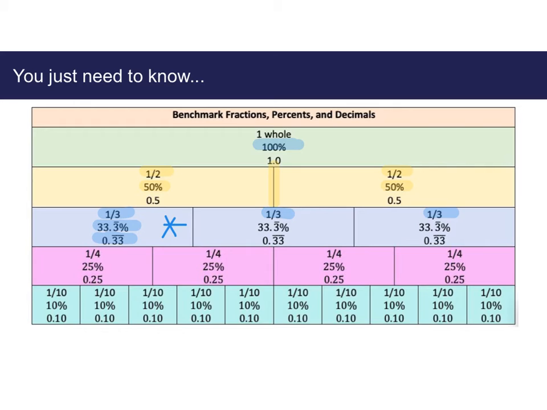All right, our next benchmark fraction or percent is fourths. This one's really easy to remember because we think of it as money, right? If you have one whole dollar and you split it into 4 whole quarters, okay, 4 quarters, each quarter is worth 25 cents. So the fourths or quarters are really easy to remember. And then if you remember 25 cents, then we know that that's 25% of a dollar.